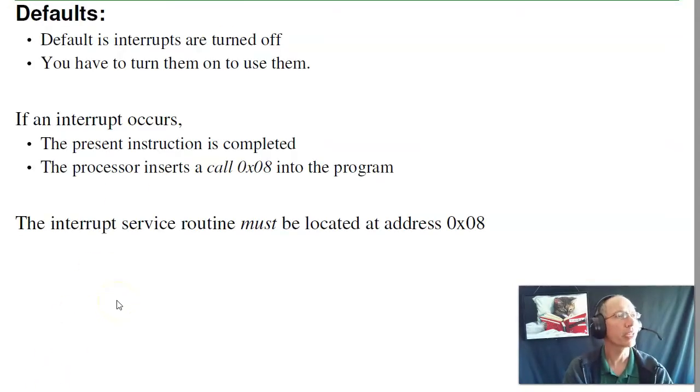So this is what happens with interrupts. Interrupts are by default turned off. Likewise, we've been ignoring them up to date. You have to turn them on to use them. If an interrupt happens, like n clocks go by, the current instruction is completed, and that's the current instruction in assembly, not C. The processor then inserts a call to address 8. It jumps to the interrupt service routine at address 8. That's hard-coded, and the interrupt service routine must likewise be located at address 8.